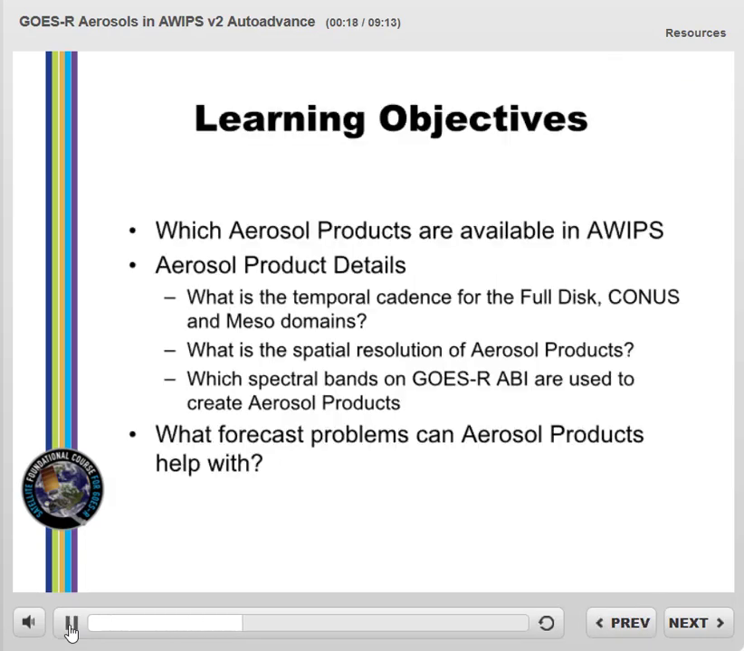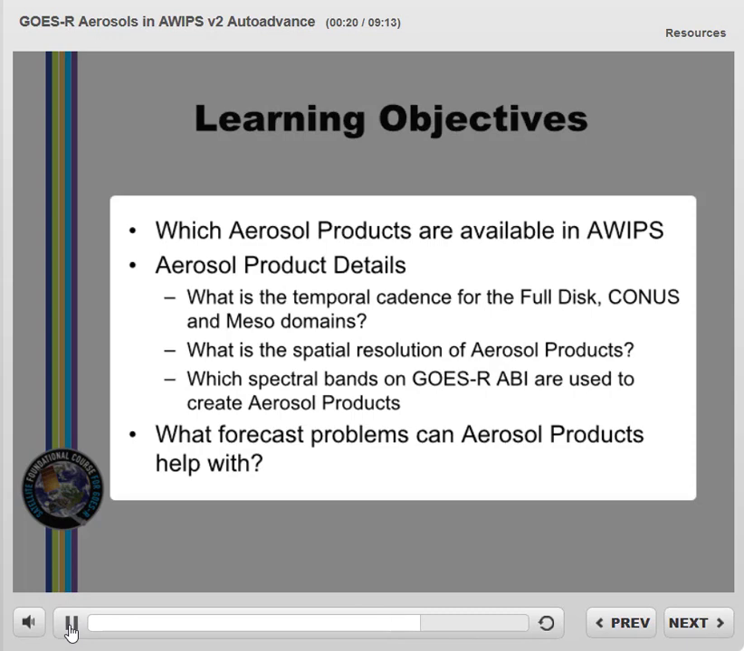What will you take away from this training? Learning objectives are shown on this page.